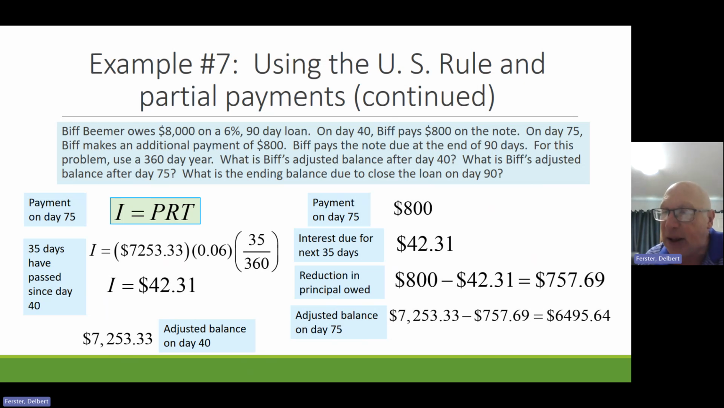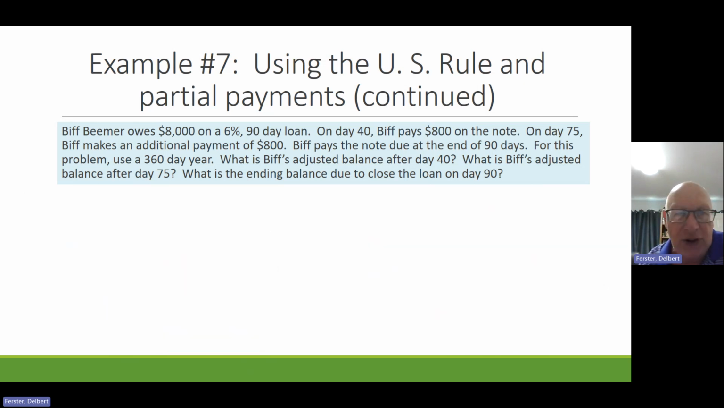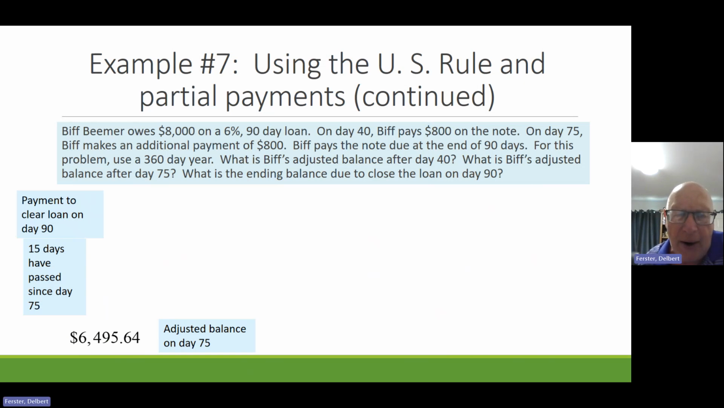So from day 75 to day 90, which is when it's all going to shut down, he's going to pay this thing off in its entirety. That's how much he owes. So we're going to be calculating interest on that amount for 15 days, from 75 to 90. All right, so here we go. Notice that was our owed balance, $6,495.64. That's where we left off in the last slide.